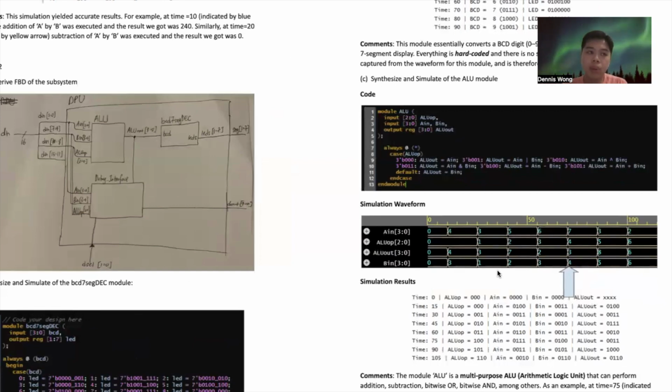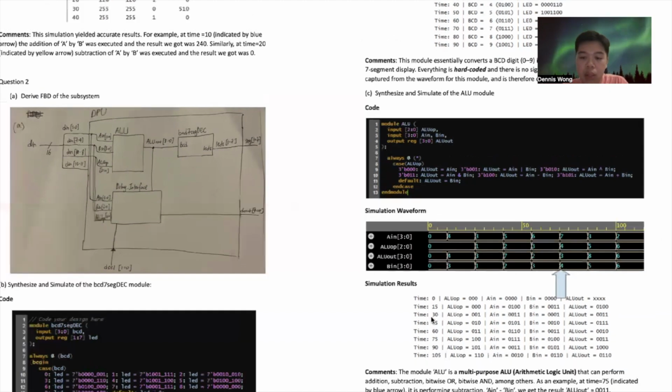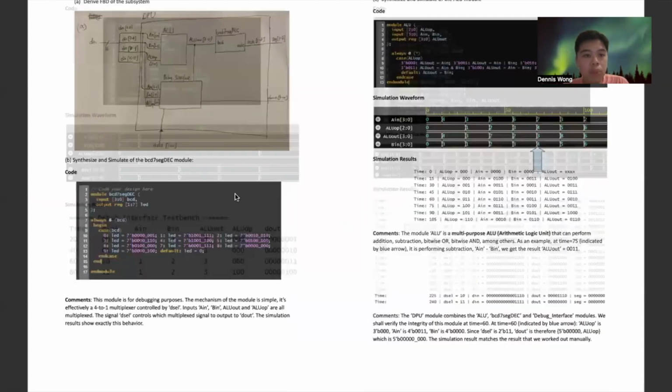The ALU is fairly similar as well. The ALU is a multi-purpose arithmetic logic unit. It can perform addition, subtraction, or multiplication, for example, based on this signal called ALU op. For example, over here ALU op is 4, and for 4 we are doing A in minus B in. A in this case is 7, B in is 4. 7 minus 4 equals 3. So this is the simulation result for this module.